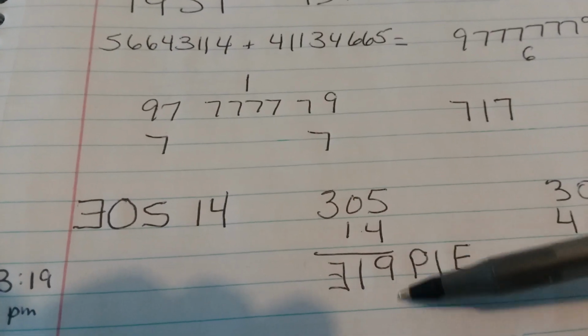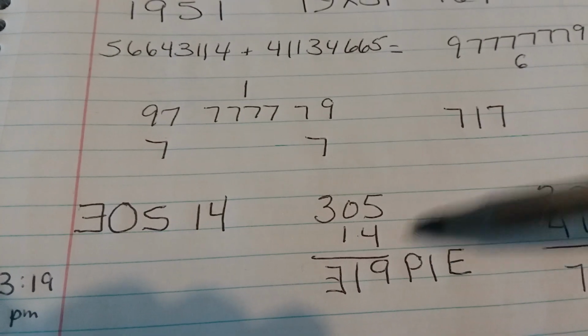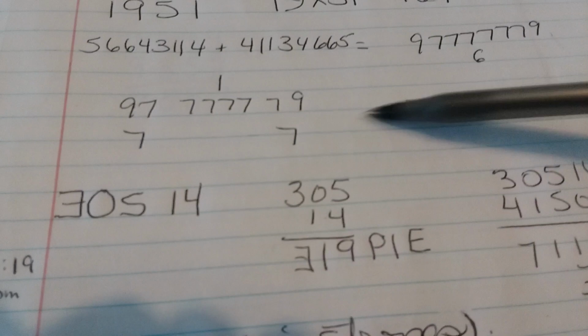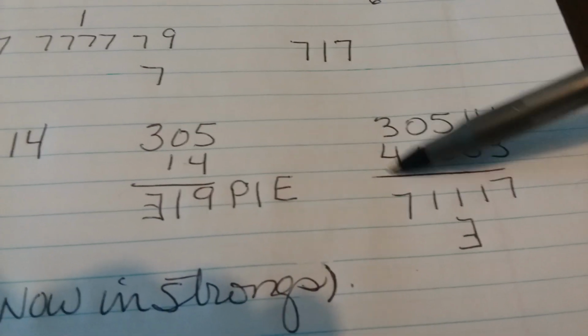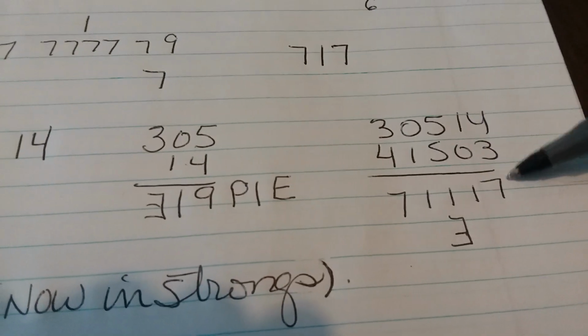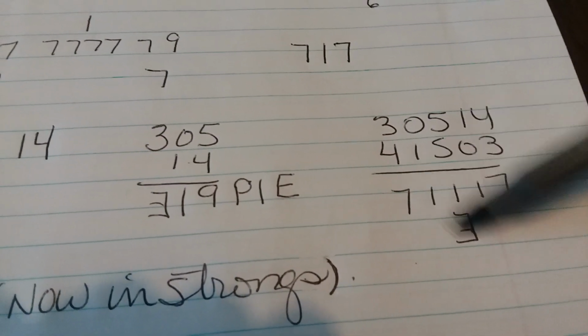And if you look at that going backwards, it's pi going backwards, and then you've got pi going forward. So I just thought that was interesting too. If you want to do this, 30514, add it to its reverse, it's going to equal 7117. Take the numbers in the middle, add up to 3, you get 737.